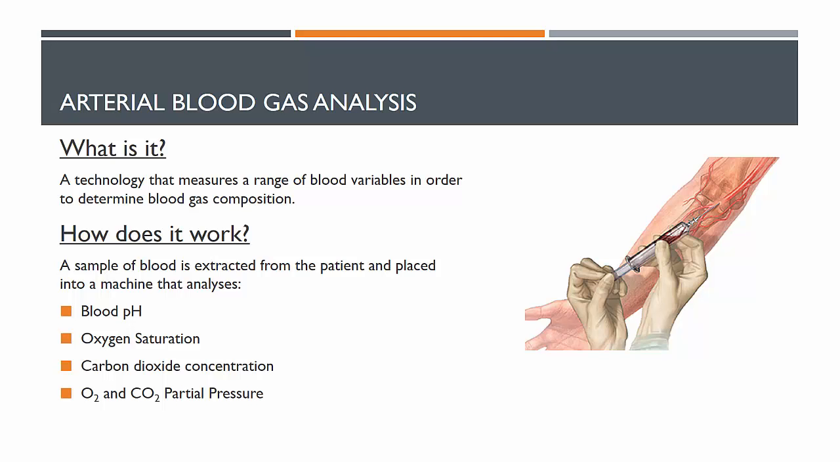Now, that might sound like a terrible thing, but actually what it gives you back is a far better analysis of the blood gas composition, because it measures very precisely 4 very specific things: blood pH, oxygen saturation, carbon dioxide concentration, and then the pressure of both those 2 gases. That's a very useful tool for anyone who wants to know some really good details about your blood gas composition.